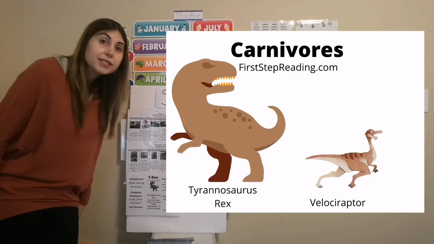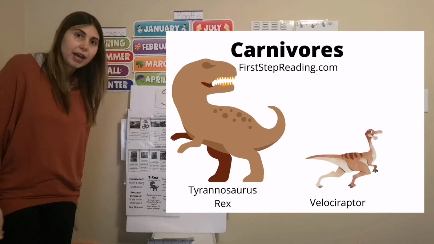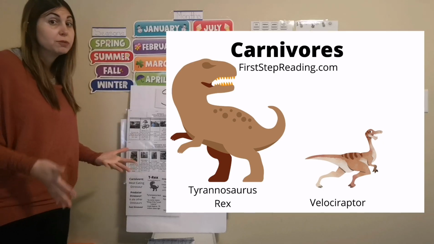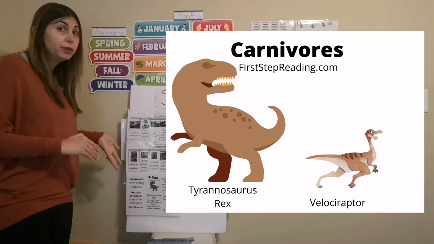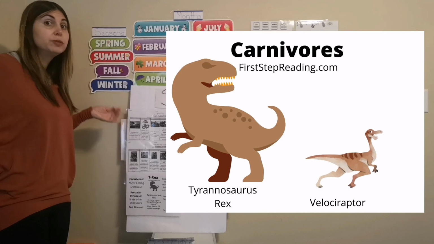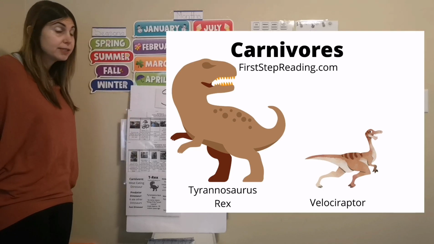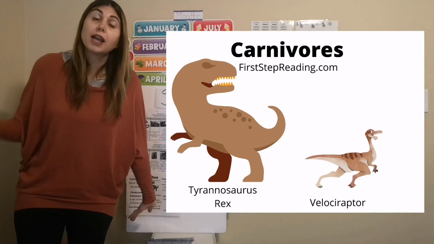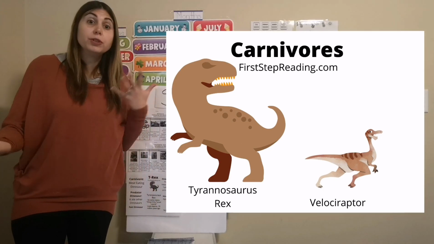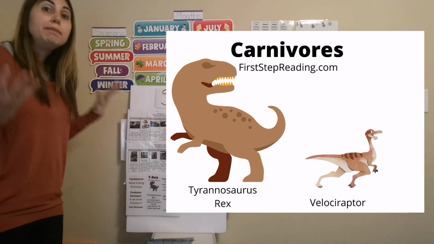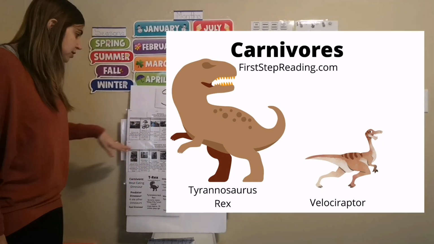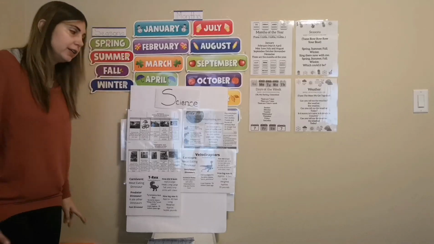So for science this week, we're talking about dinosaurs, but we're talking about carnivore dinosaurs. Remember, we were talking about herbivore dinosaurs last week, which were dinosaurs that eat plants. This week, we're talking about carnivore dinosaurs. That's dinosaurs that eat animals or other dinosaurs. They eat meat. So let's read about dinosaurs, and let's read about 2 different carnivore dinosaurs.